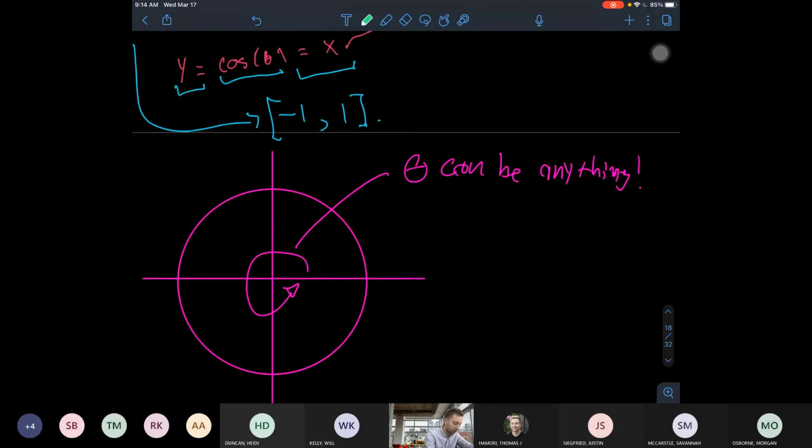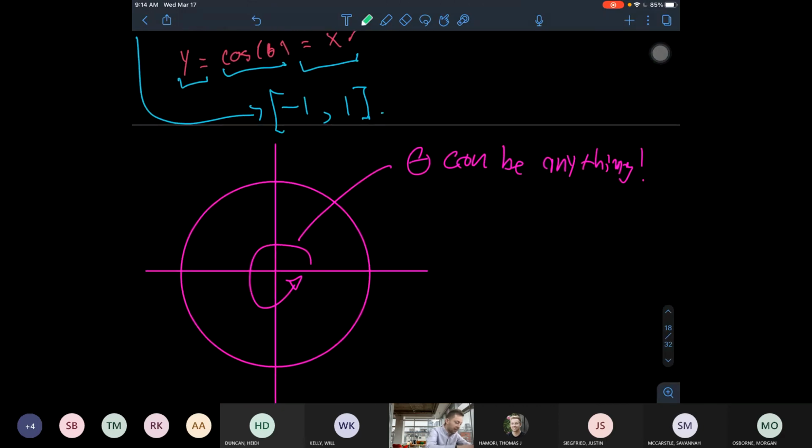Okay, this drawing here, where I said theta can be anything, was my way of showing that the domain of sine and cosine is all real numbers, because you can take any angle you want and go around as many times as you want. You could do 1 billion degrees, negative 1 billion degrees, pi degrees or e degrees. No matter which angle we choose, we can find its sine and cosine, because it has to go through some point on the unit circle. So that's why the domain is all real numbers.